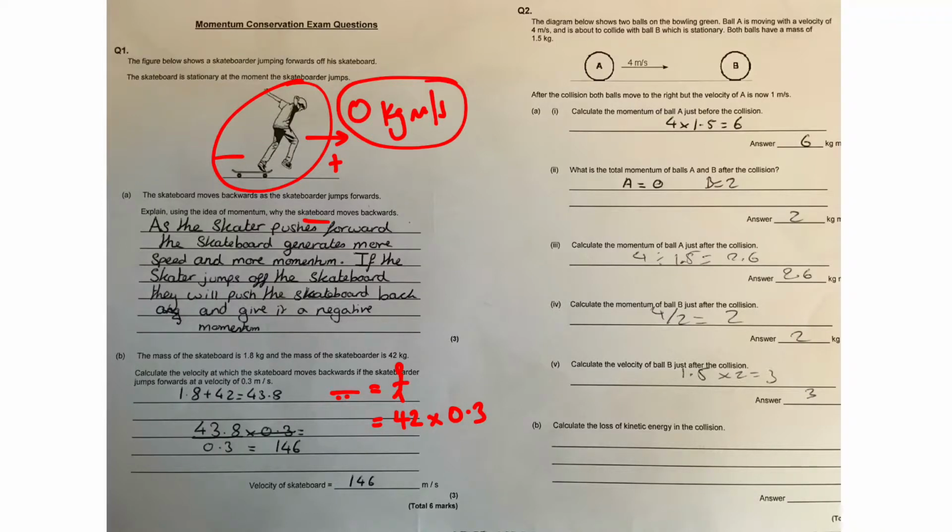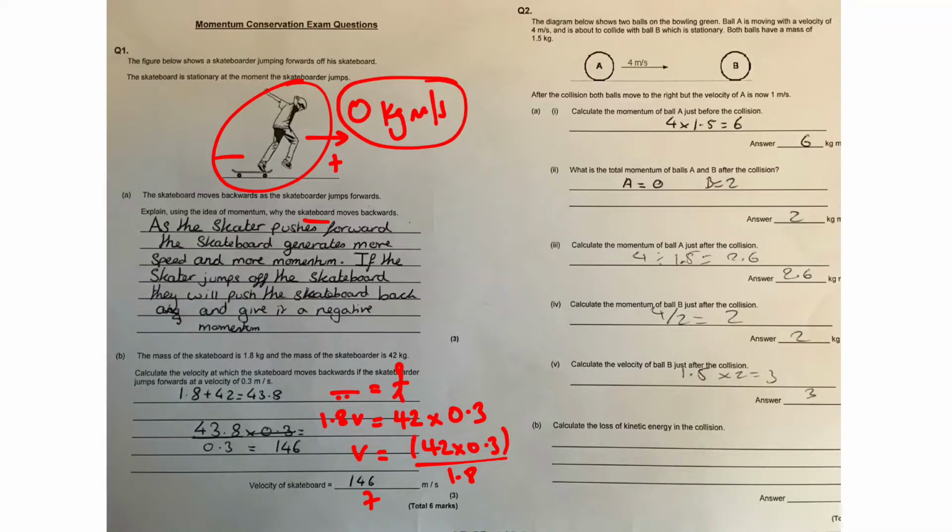Now the skateboard is 1.8 and we don't know how fast it's moving, so I'll put a V just there. We can rearrange the equation, so V equals 42 times 0.3, and that's then divided by 1.8, so our final answer is around 7 meters per second. Question 2 was the first part anyway, was answered reasonably well.